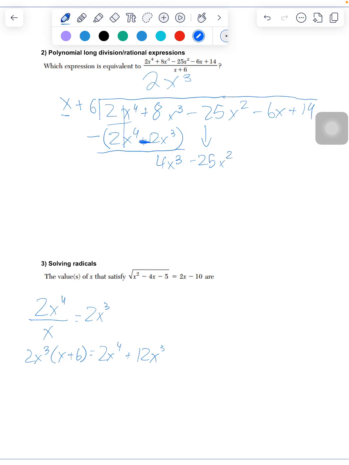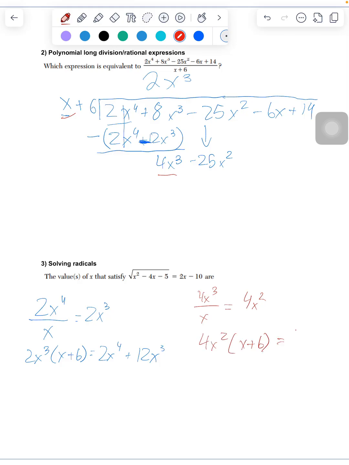Again, rinse, repeat. Now I'm going to repeat: leading term divided by leading term. So I'm going to do it right here. I'm going to have 4x cubed divided by x, which is going to give me 4x squared. I'm going to multiply that by the divisor. If I'm talking too fast, slow down the video.